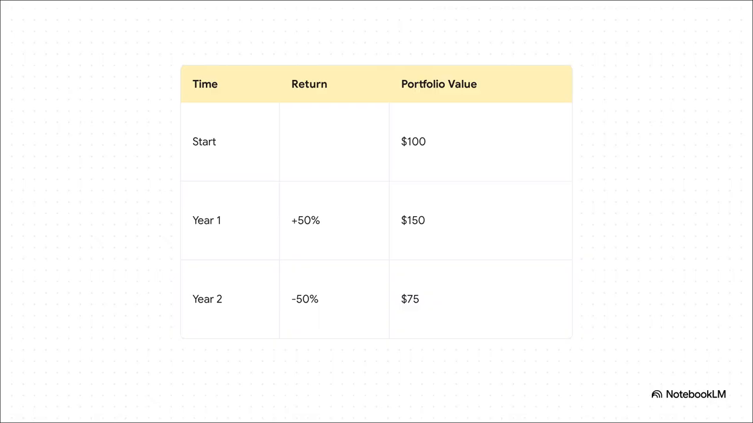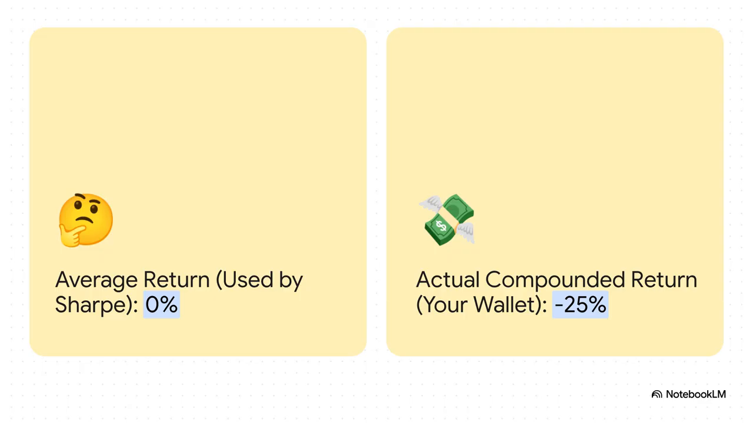Let's look at this super simple example. You start with $100. In year one, you have a great year, you're up 50%. You now have $150. Awesome. But in year two, you lose 50%. You actually end up with just $75. Now here's the absolute kicker. The Sharpe ratio uses the average return. In this case, that's plus 50 and minus 50, so the average is 0%. But your wallet doesn't care about averages. Your wallet cares about the actual compounded return, which was a 25% loss. And the more volatile an investment is, the bigger this gap between the math and reality becomes.